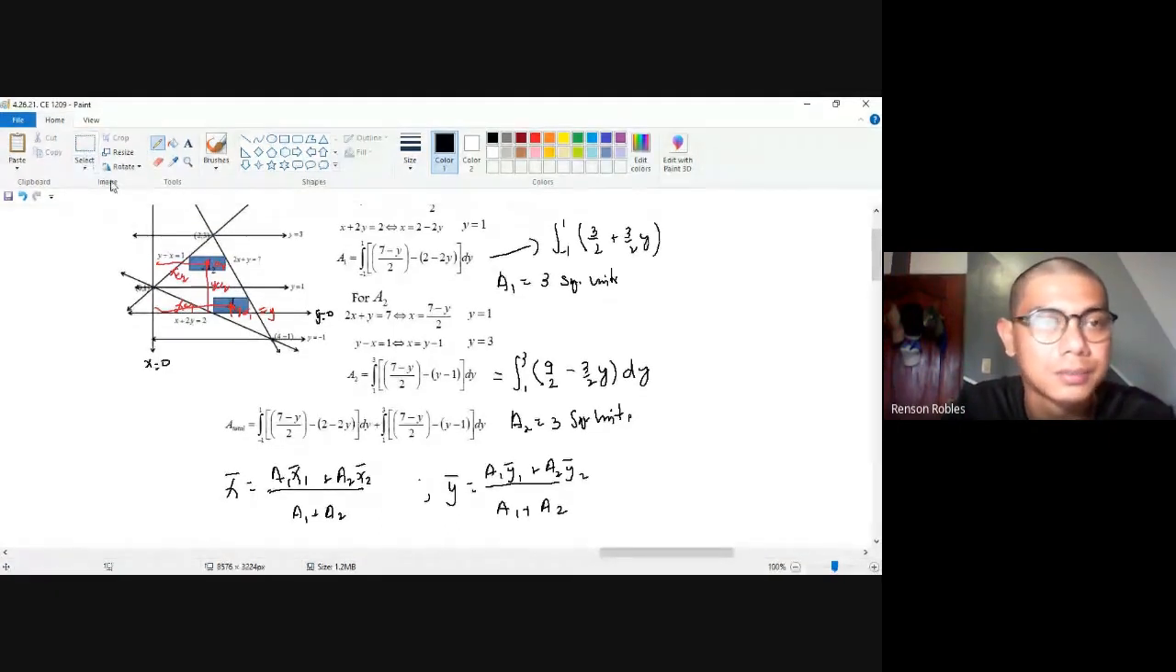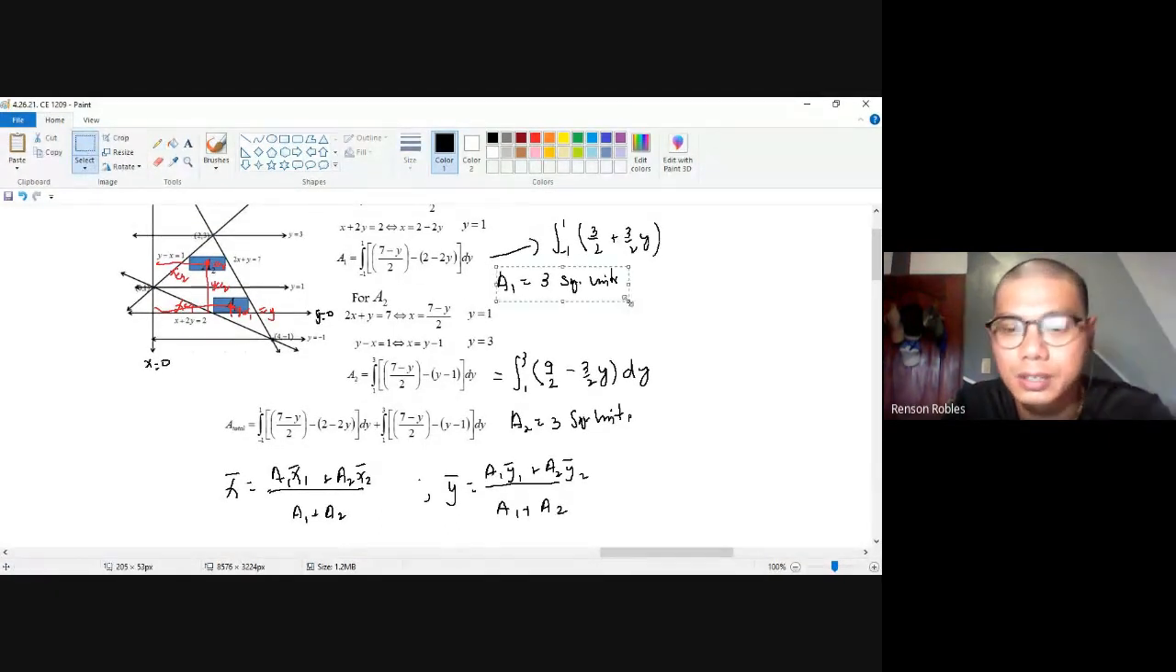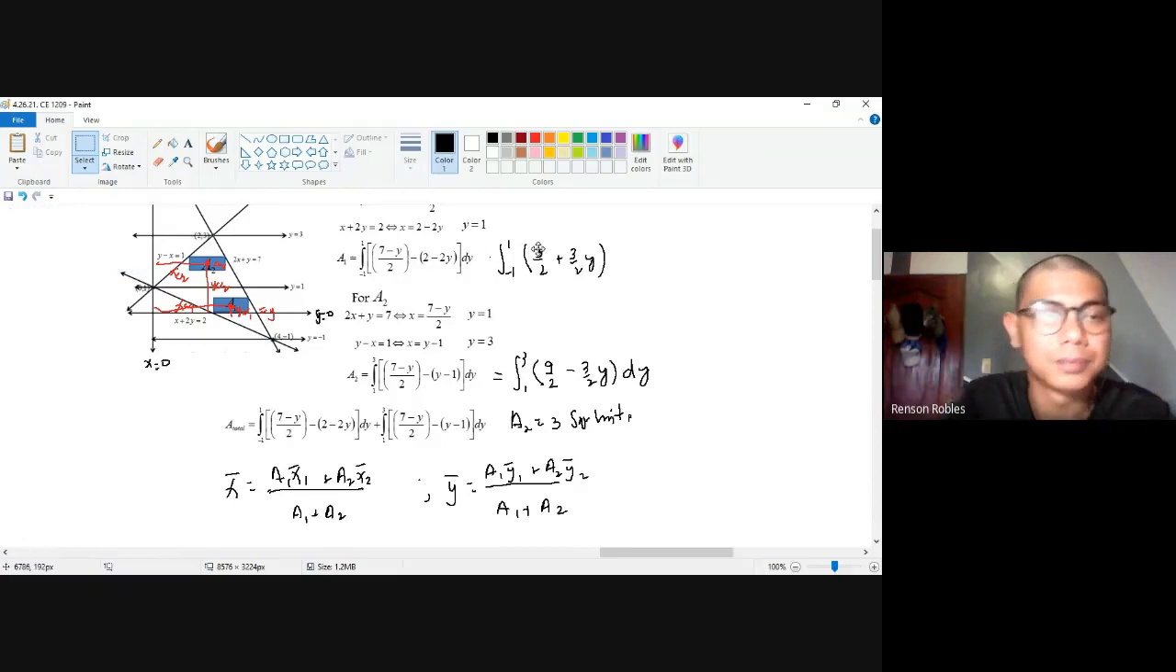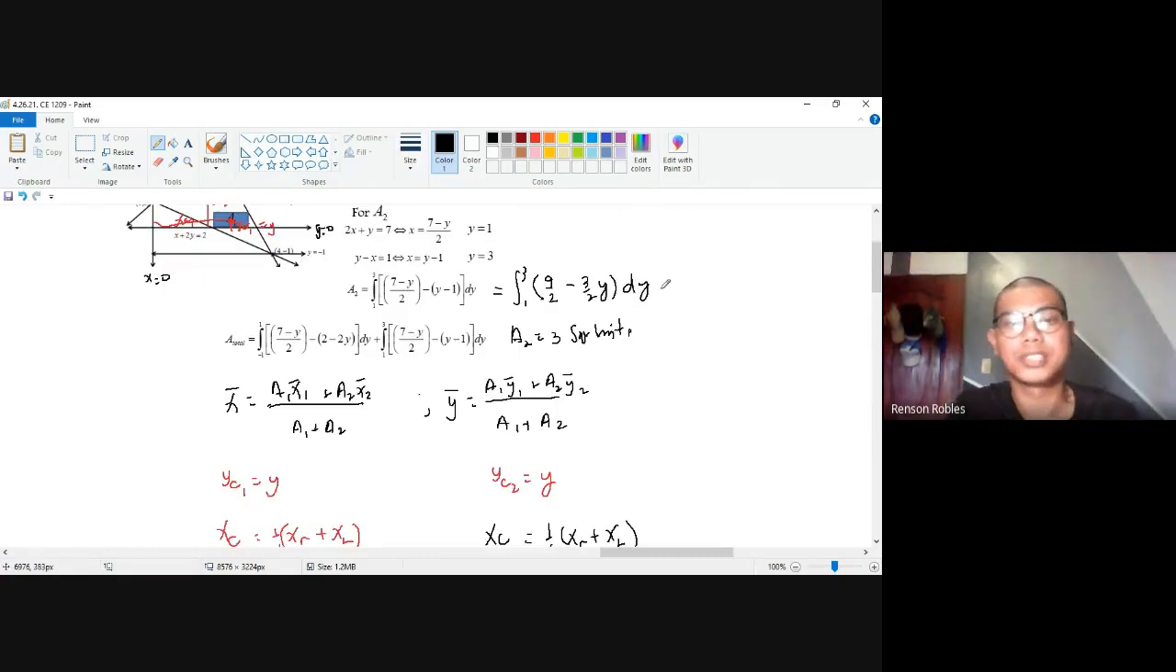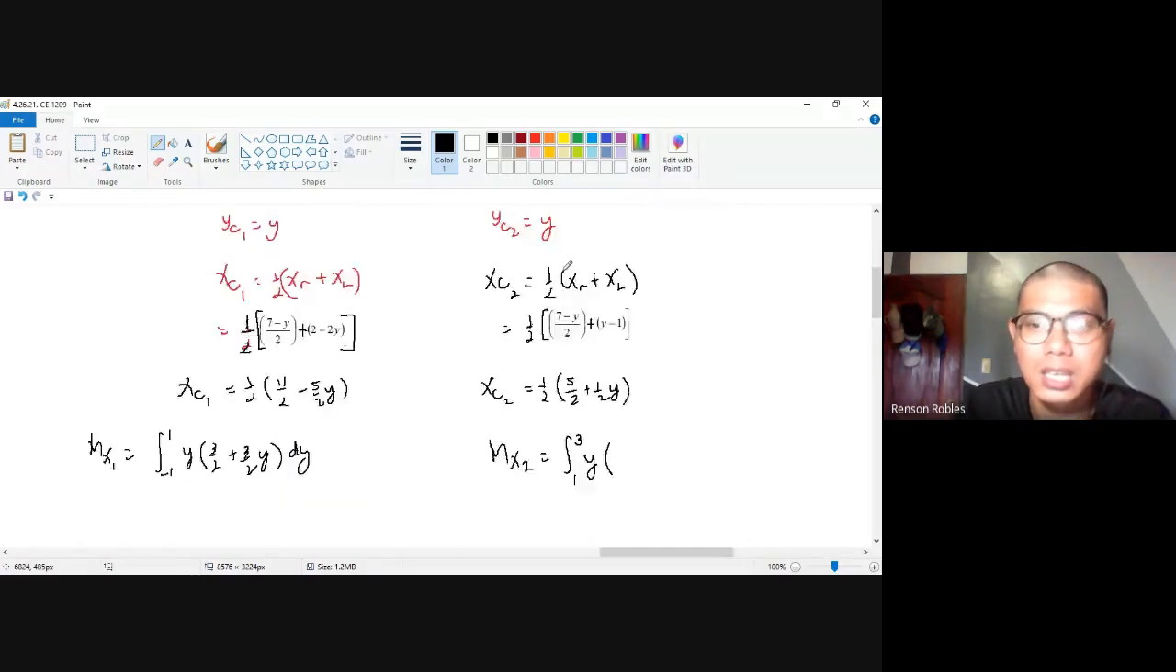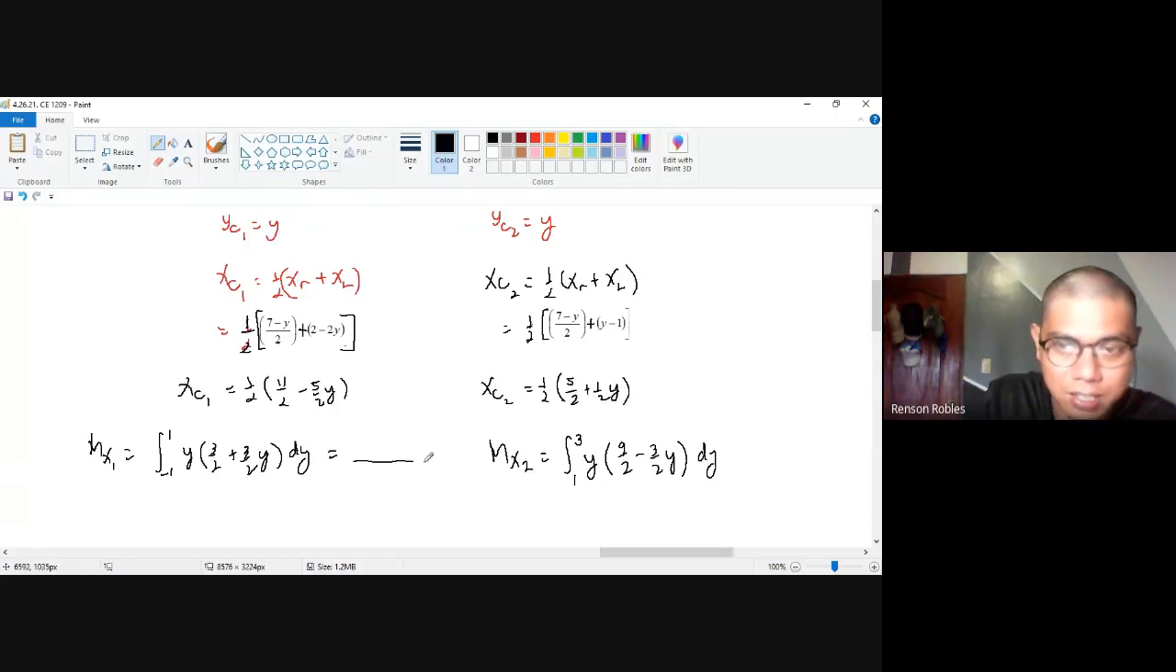Ayusin ko lang to. I hope you're doing this with me ha, on your sheet. Double check natin. 7 halves minus negative 1. So 7 halves plus 1. So that's 9 halves. Negative 1 half y minus y. So that's negative 3 halves y. So that's 1 to 3, 9 halves minus 3 halves y dy, of course. Okay. Then, you integrate this.